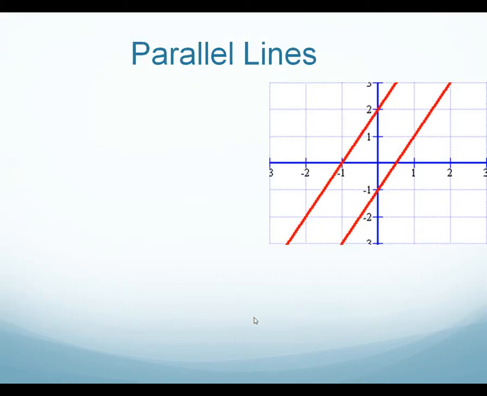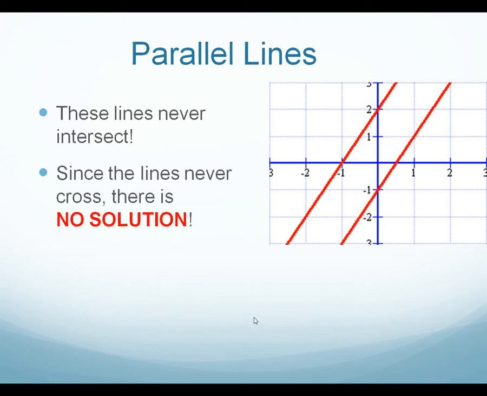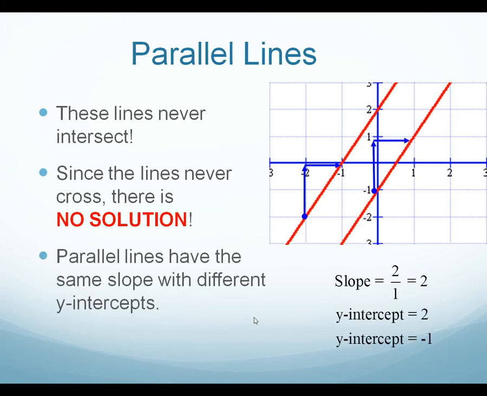So parallel lines are lines that never intersect, they never cross. Since they never cross, the answer that you write down is no solution. Things that you'll start to notice is that when they're parallel lines, they have the same slope with different y-intercepts. Like for these two lines, they have the same exact slope. They both go up 2 over 1, so they both have a slope of 2, but the y-intercepts are different.